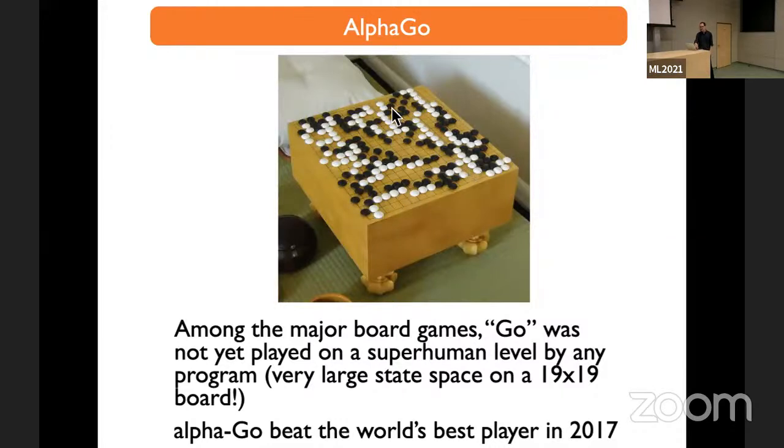So the starting point was this: chess has already been played on a superhuman level by algorithms for quite some time. But among the major board games, there's the game of Go, which has extremely simple rules but a very large board, and you simply have many, many moves. The number of moves is so much larger than in chess that it had not yet been possible to write an algorithm able to beat the best human players. And so this is where reinforcement learning came in.